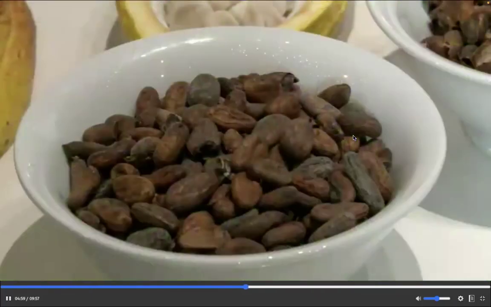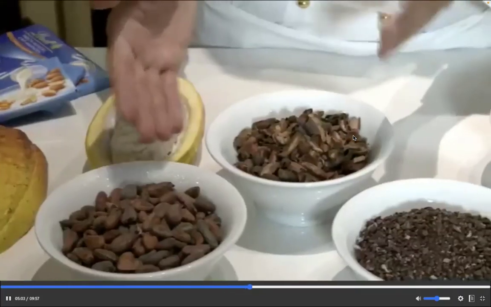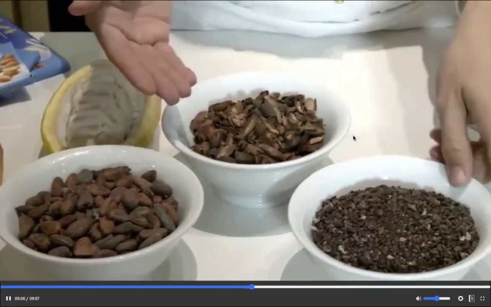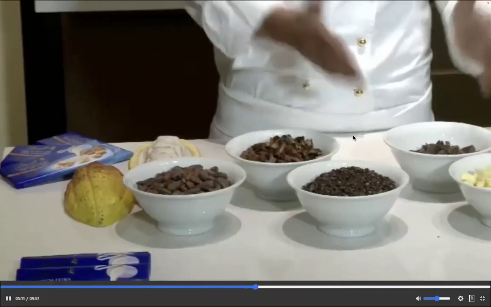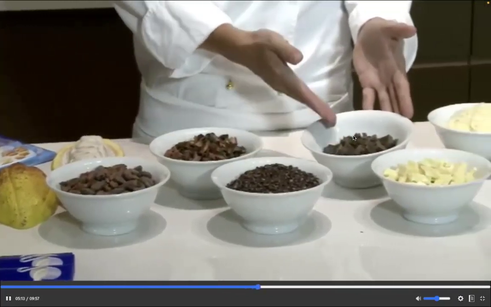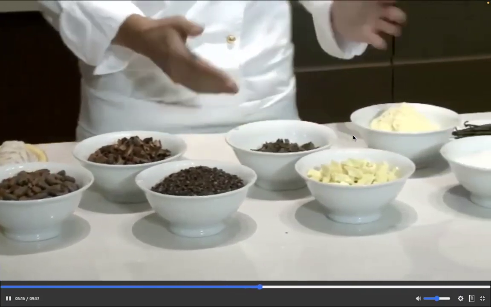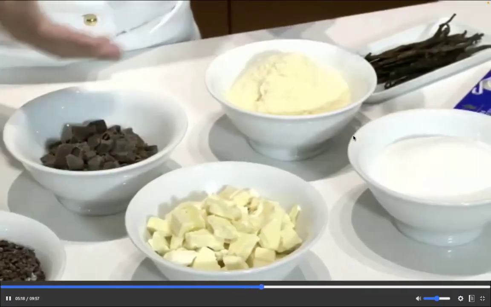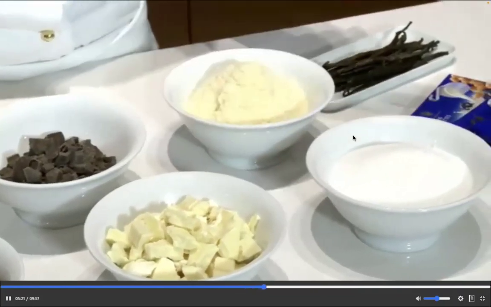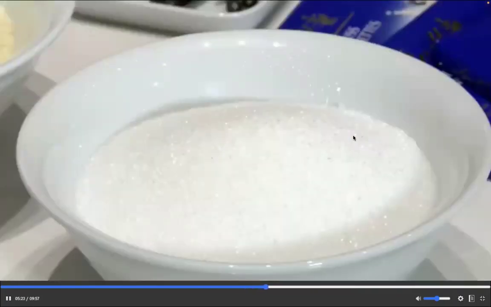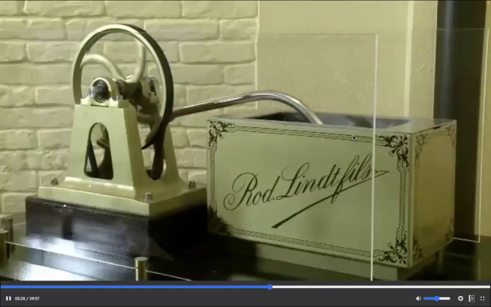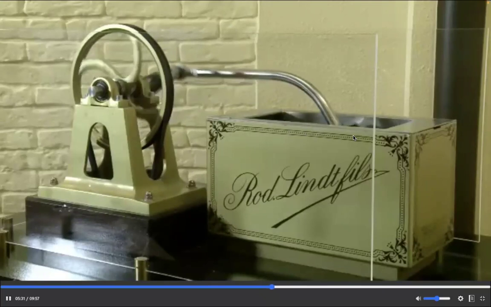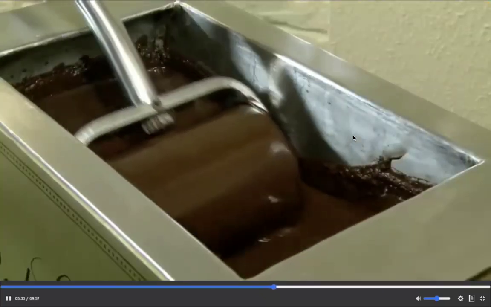First, they roast the beans. This gives the beans their flavor. Then they remove the shells. This leaves the inner bean, called the nib. They grind the nib into a paste, called chocolate liquor. Then they add other ingredients, like cocoa butter, a bit of milk powder, some sugar, and a little vanilla. Then they use a machine called a conch to mix the paste so it is very smooth.